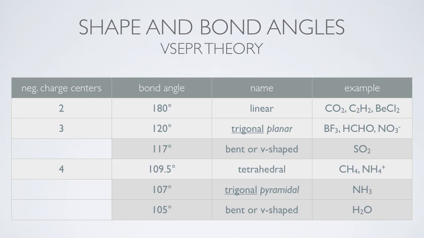Another pattern to see here is that there are two trigonal shapes, one that is flat, that is planar, with three charge centers, and one that is pyramidal, it really is four charge centers, but one of them is an unbonded pair, a lone pair. There's also two bent or V shapes. One has three charge centers, but one is a lone pair or unbonded, and in the other one there are four charge centers, but two are unbonded.